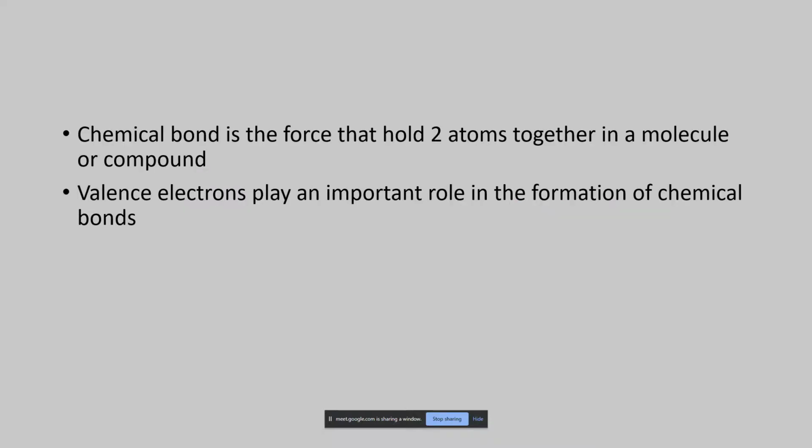Okay, let's get into the topics. So, a chemical bond is a force that holds two atoms together. So, it makes sense. And highlight on valence electron. So, for any bonding, we only look at valence electrons. Okay, valence electrons only. So, it is very important for you to recognize which one is the valence electron. Okay. Inner electrons play no role whatsoever in the bonding.